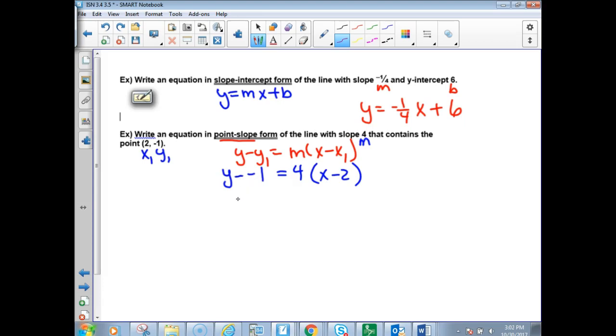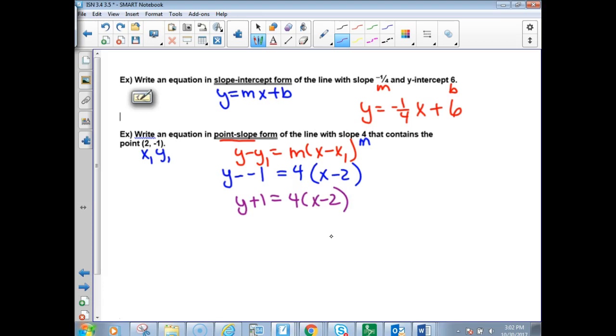Y minus negative 1, we would need to change. I took off for this, guys. You never would leave it written minus a negative. You need to simplify that. So what should you write if you have minus a negative? Plus, yes. So you should at least do y plus 1 equals 4 times x minus 2.